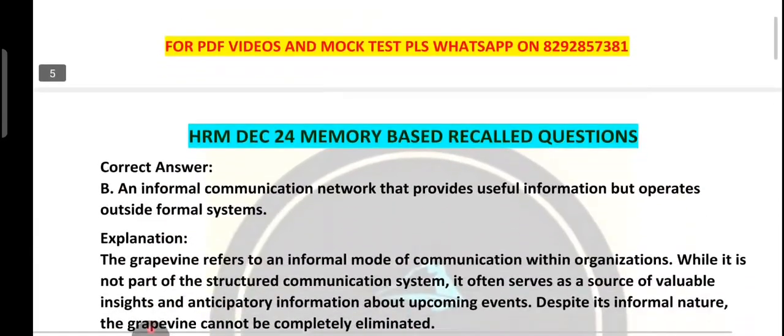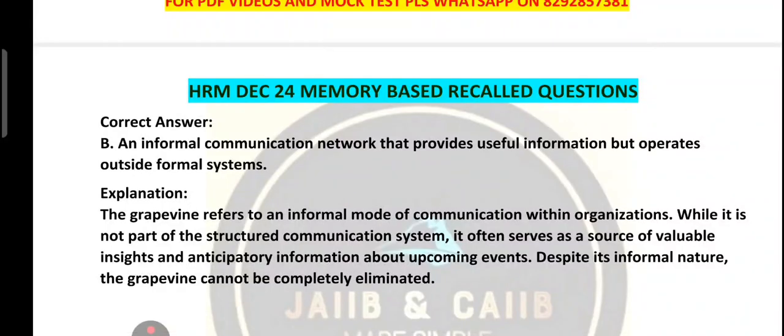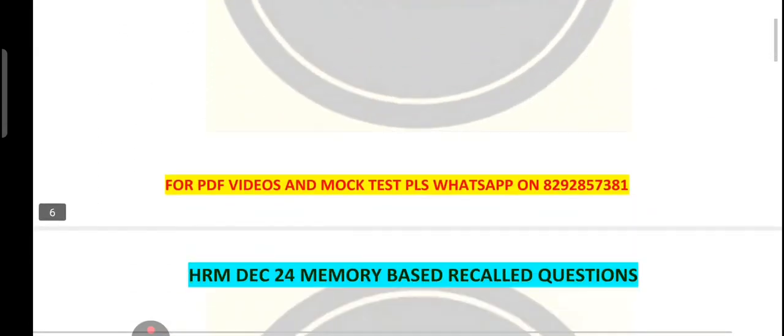What we have learned just now, let's summarize. See, grapevine means informal communication, like workplace gossip, like casual chat, right? It's not official, but it often shares useful or early information. It is common in all organizations and cannot be eliminated. For example, a rumor about promotion or restructuring shared between colleagues during lunch, right? Now friends, let's look at the next question.